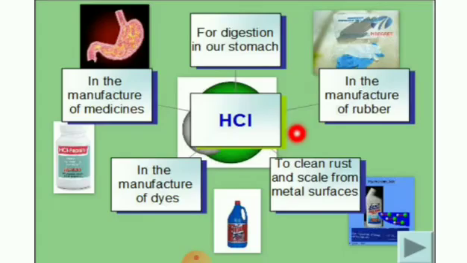See the picture: hydrochloric acid for digestion in our stomach, in the manufacture of rubber, and to clean rust and scale from metal surfaces. Manufacturing of dye and manufacturing of medicine also use this hydrochloric acid, right?